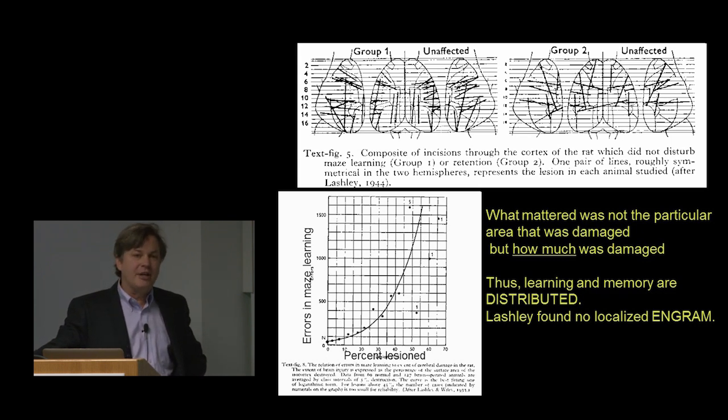that the more brain that was lesioned, the more errors in maze learning, and the only thing he could really conclude is that the memory for maze learning, which probably is correct, is a highly distributed memory. So what matters was not the area, but how much memory is distributed, and most importantly, the summary of Lashley is he found no localized engram.